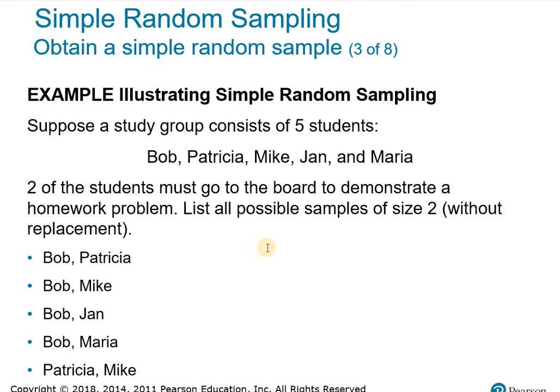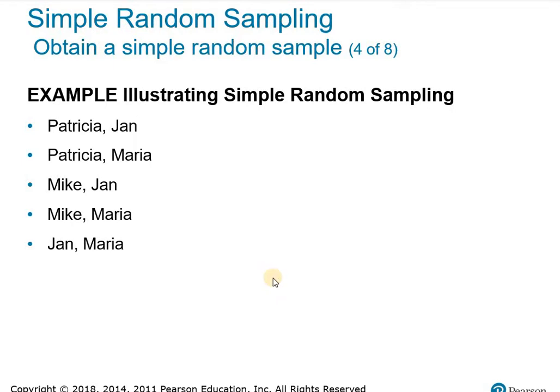Suppose a study group consists of 5 students: Bob, Patricia, Mike, Jan, and Maria. 2 of those students must go to the board to demonstrate a homework problem. List all the possible samples of size 2 without replacement. So we can have Bob and Patricia go to the board to illustrate the homework problem, or Bob and Mike, or Bob and Jan, or Bob and Maria, or Patricia and Mike, or Patricia and Jan, or Patricia and Maria, or Mike and Jan, or Mike and Maria, or Jan and Maria.